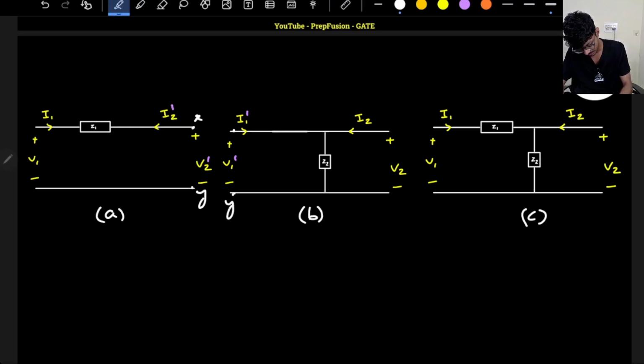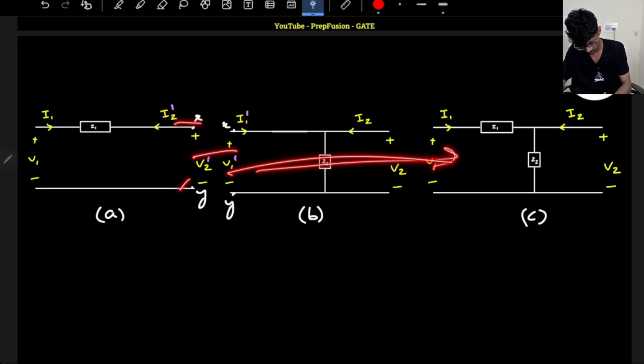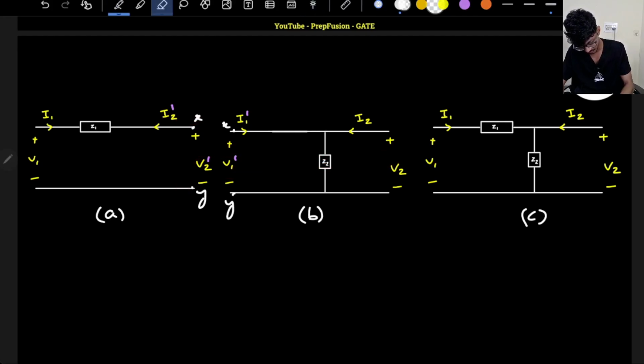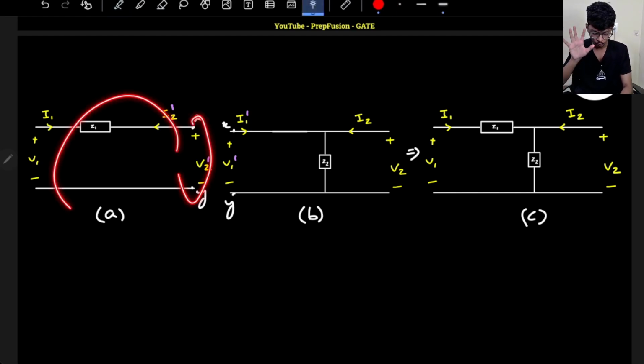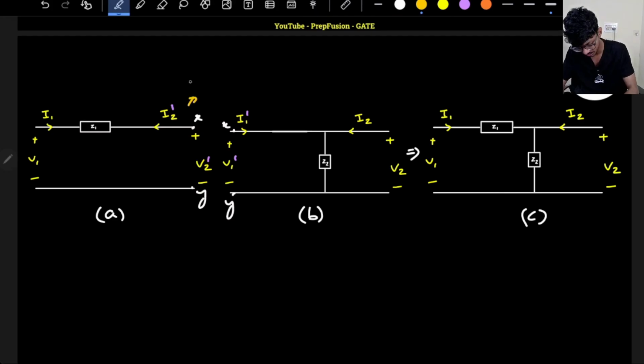So if I connect these terminals, I will get this network, right? This is multiplied in cascade with each other, and this will give me this network. So what happens if two networks are in cascade? The output port of one network is connected to the input port of the other. So this is the output port for this network, and this is the input port for this network.